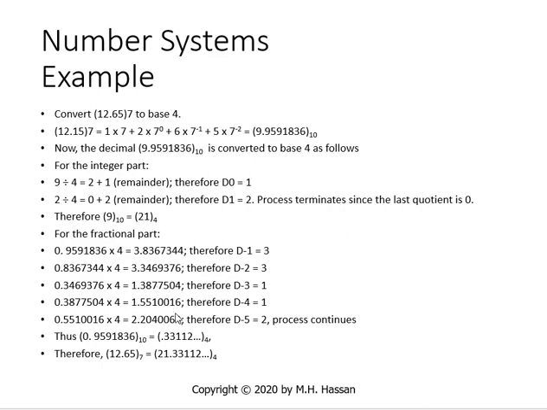This process is not going to end, so we can stop at 5 digits. It's quite enough approximation. So 0.9591836 will be 0.33112. Then we put dots to indicate that the process has not been terminated. Therefore, 12.657, that's the number, integer and fraction, will be equal to 21.33112 to the base 4.